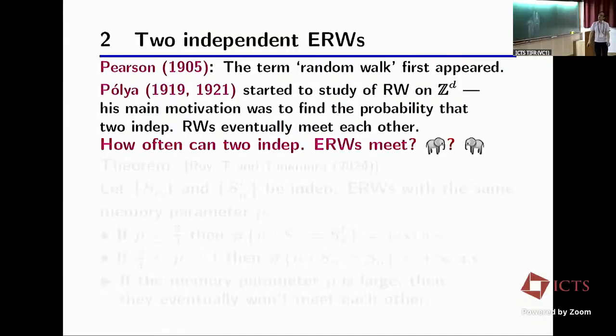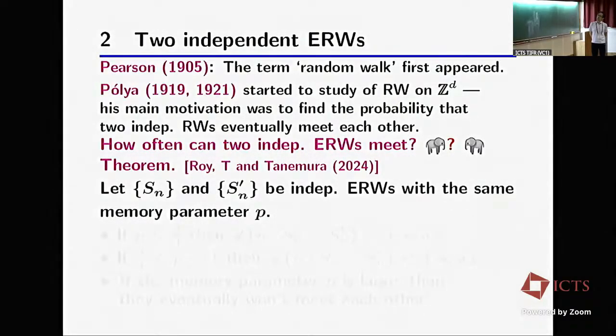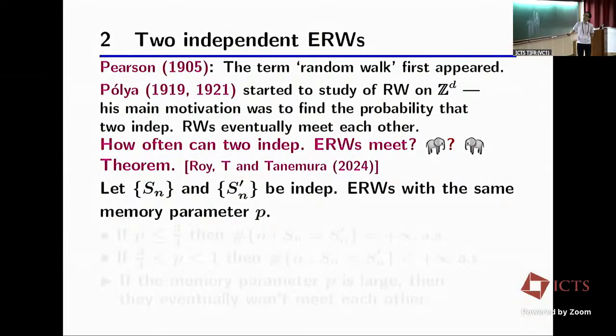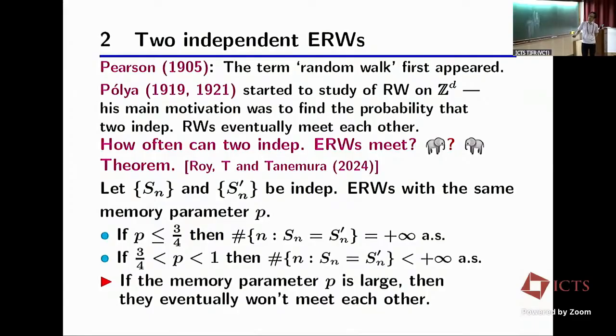This is by Matthew, myself, and Hideki. Let those processes be independent elephant random walks with the same memory parameter p. Then, if p is less than or equal to 3/4, they can meet infinitely many times. On the other hand, if p exceeds 3/4, then they can meet only finitely many times. So if the memory parameter is large, then they eventually won't meet each other.